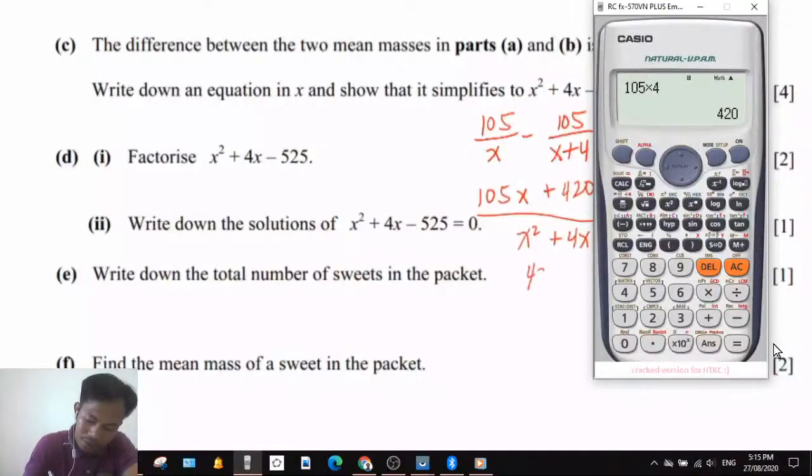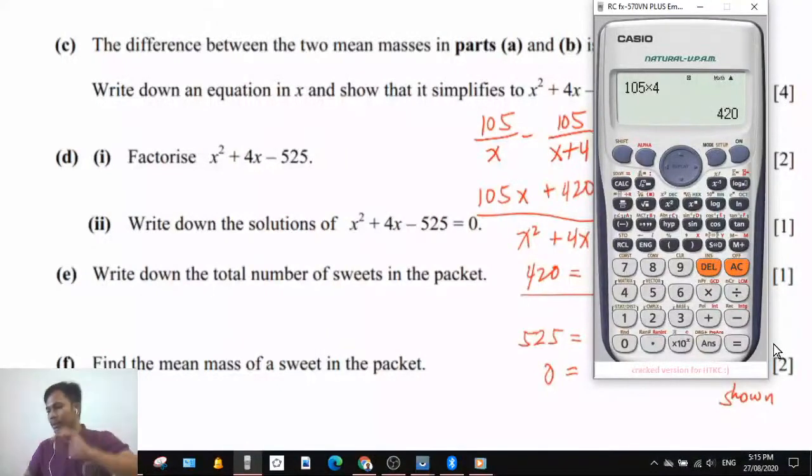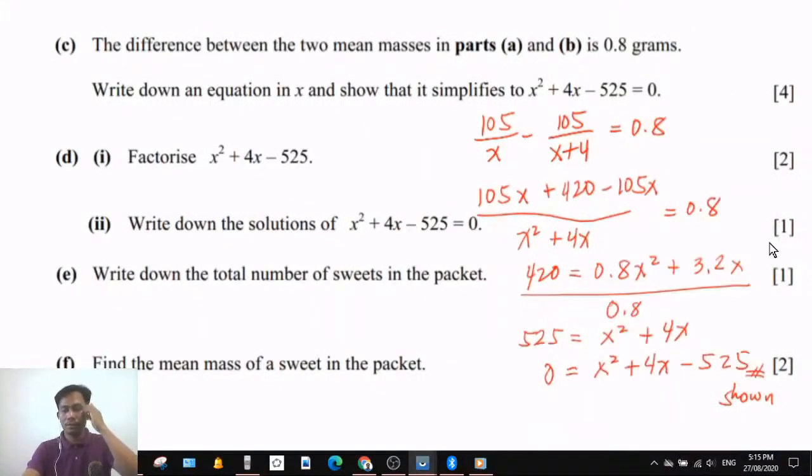Okay, so 420 is equal now to 0.8 x squared plus 3.2x. Then I'll divide everything by 0.8. Okay, I have 525 equals x squared plus 4x. So 0 is equal now to x squared plus 4x minus 525. Okay, shown. That should be the working.